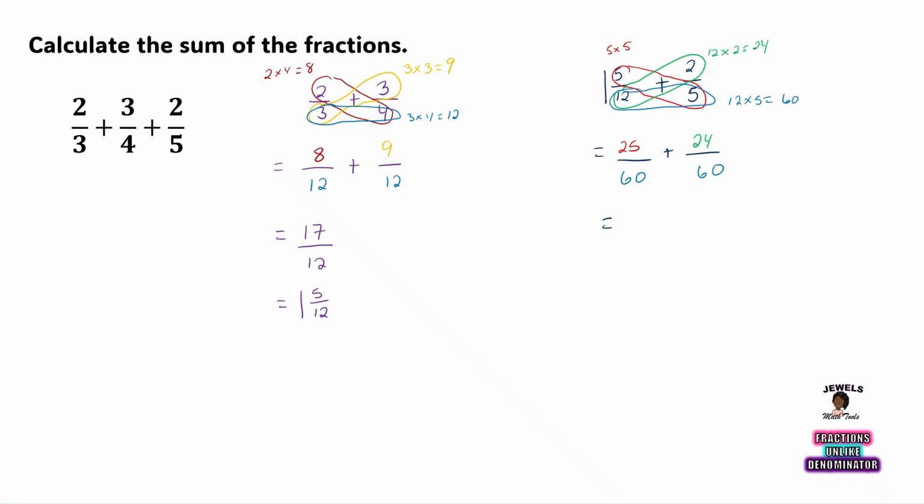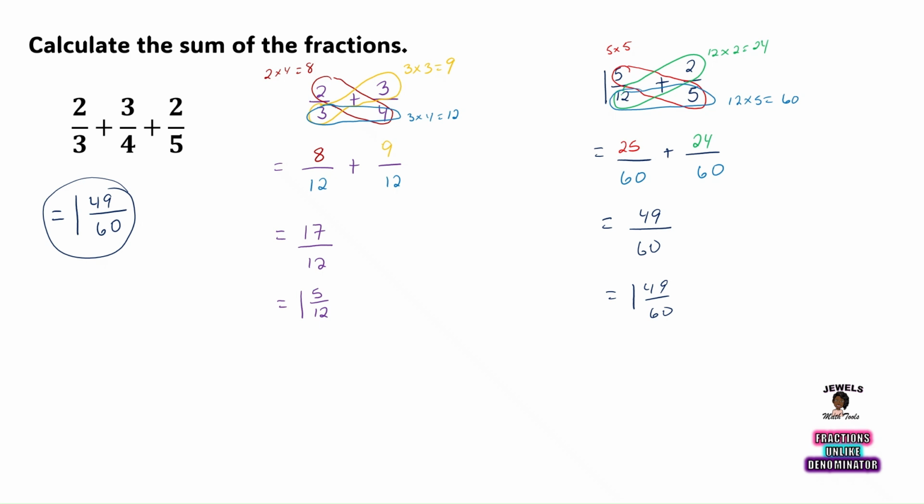So we're now going to add our numerators. When 25 is added to 24, that will equal 49. So my final solution will equal 1 whole and 49/60. Okay, so there you have it. We just calculated the sum of our fractions using cross multiplication when we have three fractions involved.